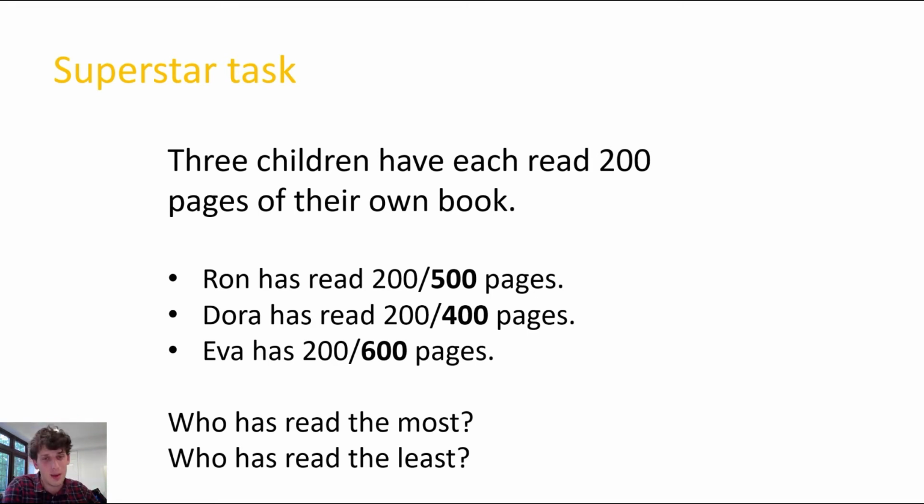Now, the first thing we need to think about is that it's not going to be very easy to compare them, because if you can see here, the total amount of pages in each book is different. So Ron's total amount is 500, Dora's total amount is 400, and Eva's total amount is 600. So how are we going to compare Ron's, who has a total of 500, with Eva, who has a total of 600? Okay, it is going to be very, very difficult.